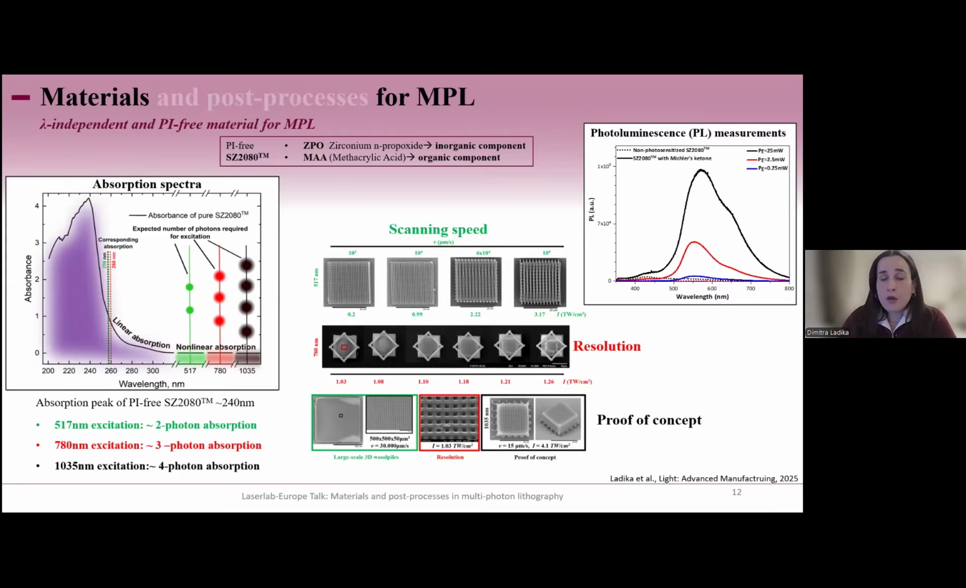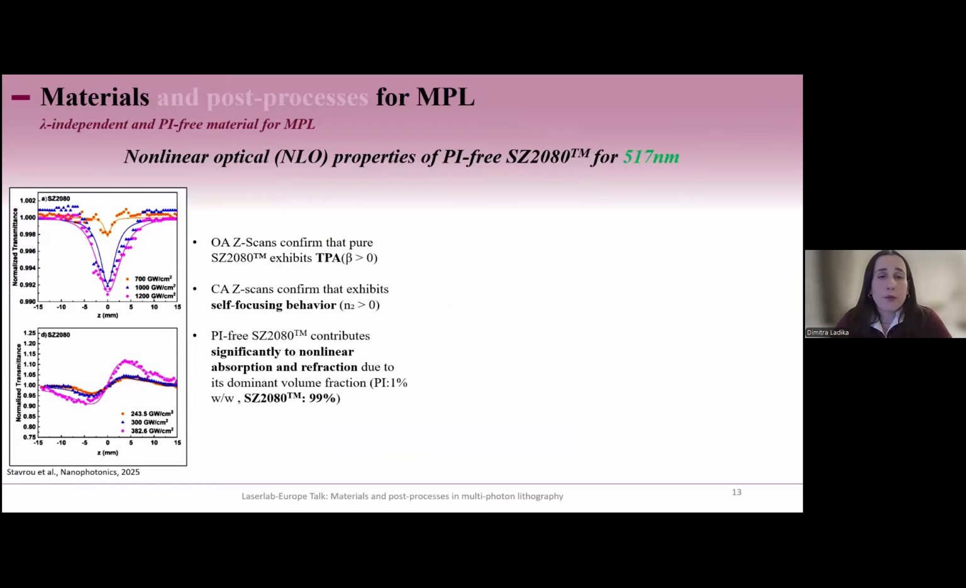But one more step to understand them deeper would be, of course, to study the nonlinear optical properties of the PI-free material, which shows the 517 nanometers excitation for this case, and of course the Z-scan technique. And as you remember, this motif of the open aperture Z-scans shows that pure PI-free AZ exhibits 2-photon absorption process. Regarding the close aperture Z-scans, we confirm that it shows self-focusing behavior.